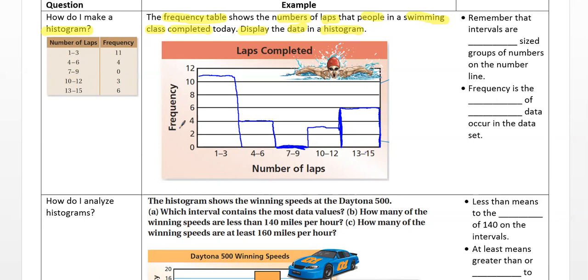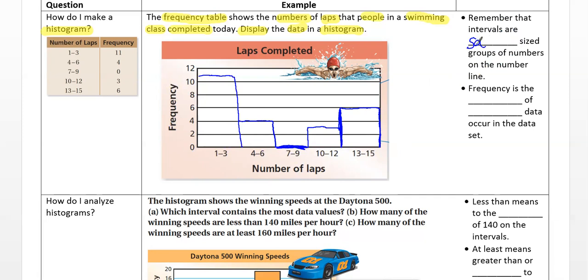It has intervals on the x, or the bottom axis, and then it has frequency on the y-axis. That's a histogram. And all the bars are connected, right? All the bars are connected, and it's one of our data displays. Remember that intervals are blank-sized groups of numbers on the number line. These are all 3, so they are the same, or I think it's equal-sized groups.